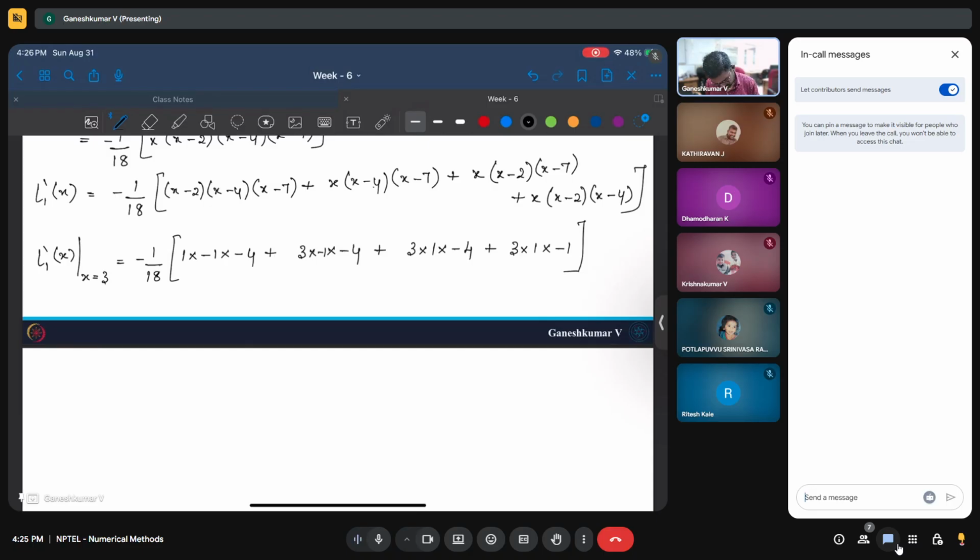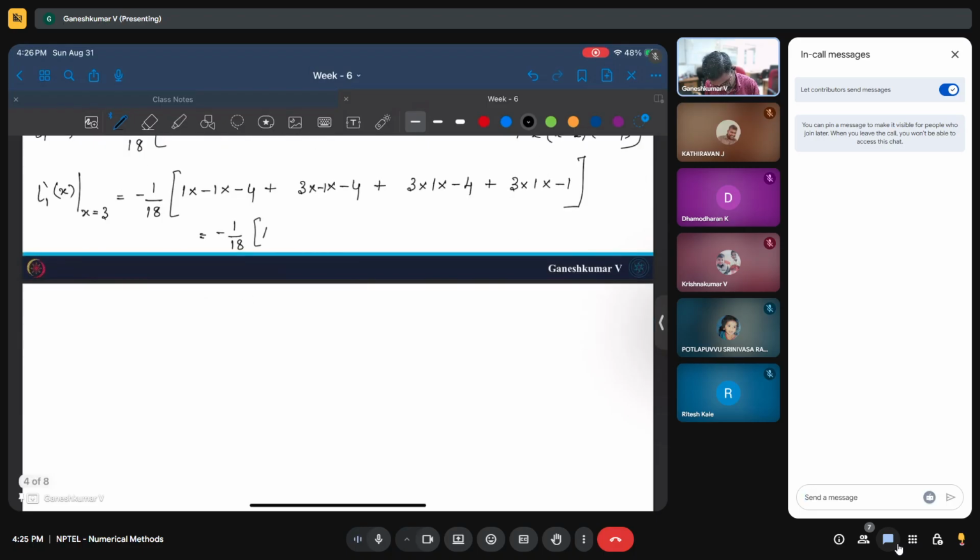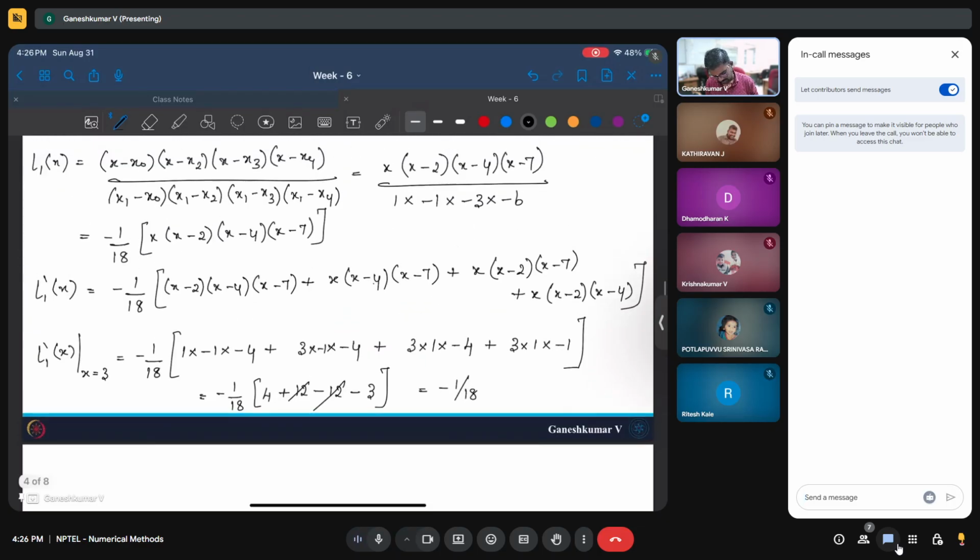All right, now if you simplify this, minus 1 by 18, this is going to be positive 4, this is also going to be positive 12, this is going to be minus 12, and this is going to be minus 3, correct? Yeah, so these go away, so this is going to be 4 minus 3 is 1, so it's going to be simply minus 1 by 18. This is your L1 coefficient.